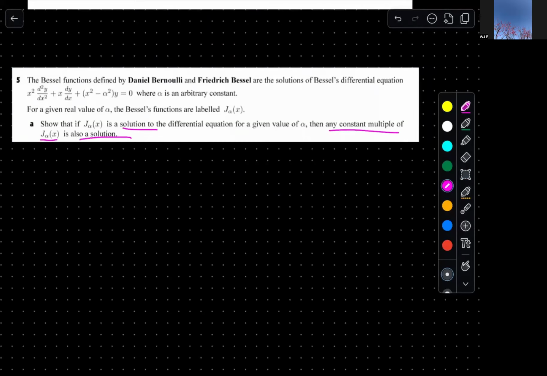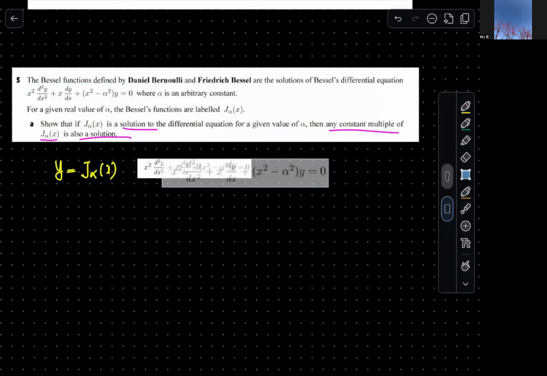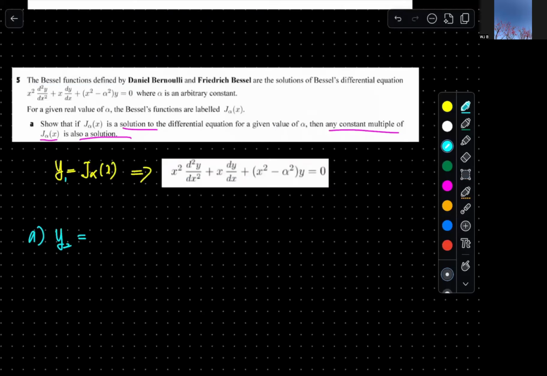What I can do here is, I do know that if I let y be J alpha over x, it should make this equal to 0, because that's the definition of a solution for the differential equation. So for part A, you can arbitrarily make another function, but this time a constant multiple of the solution, and plug it in. And I believe if you plug it in, you're going to get the same multiple of lambda, because for the derivative, if you have a constant times the function, the constant coefficient is preserved.